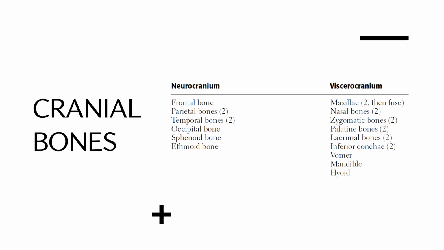That is an MCQ point. So at least the unpaired bones or the single bones, what are the single bones present in the neurocranium, which is the one that covers the brain, and the viscerocranium, that is the skull bones in the facial region. So what are paired bones, what are unpaired bones, you should know.